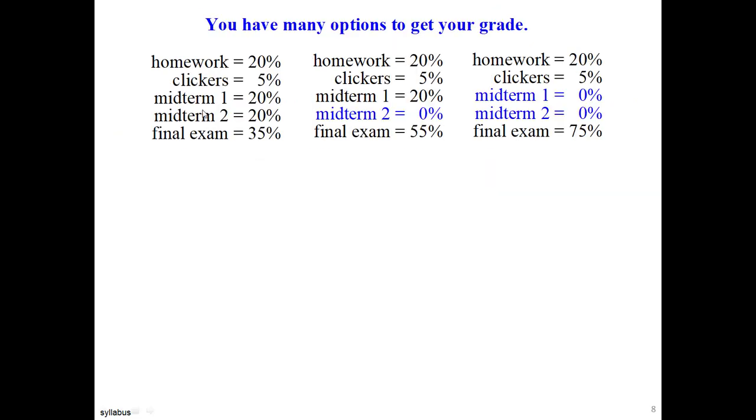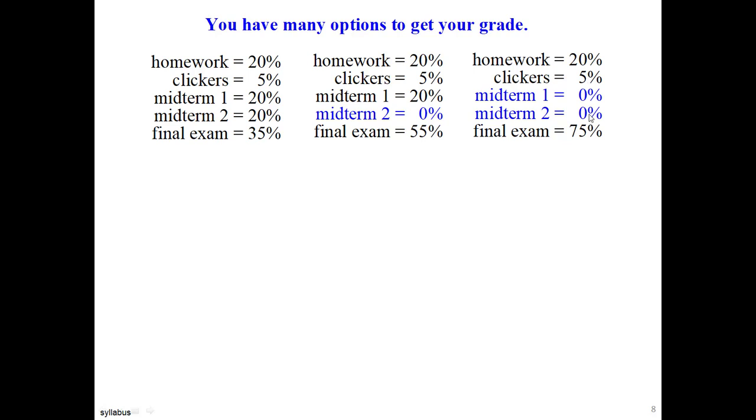Now there's many options to get your grade. Homework counts 20%. Clickers count 5%. If you take both the midterms, they count 20% each, and the final is 35. Now, say you miss one of the midterms, 1 or 2, it doesn't make any difference. I'm not going to give you a 0. What I'm going to do is take that 20% and add it to the final exam. So instead of the final being 35%, the final will be 55%.